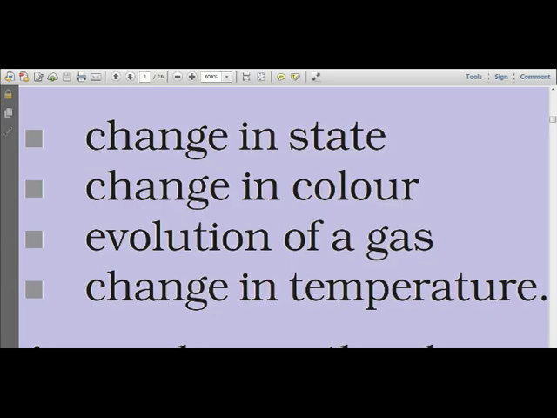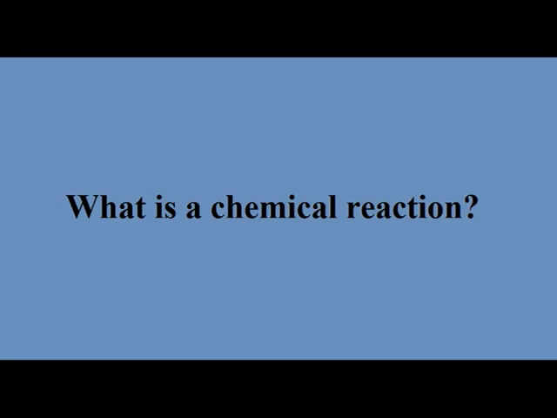In all these situations, we observe some changes have taken place. The nature and identity of the initial substance, like the state, the color, and the temperature of the initial substance, have somewhat changed. Hi. My subject is science, and this is a chapter called Chemical Reactions and Equations, chapter number 1 of Class 10 Science.